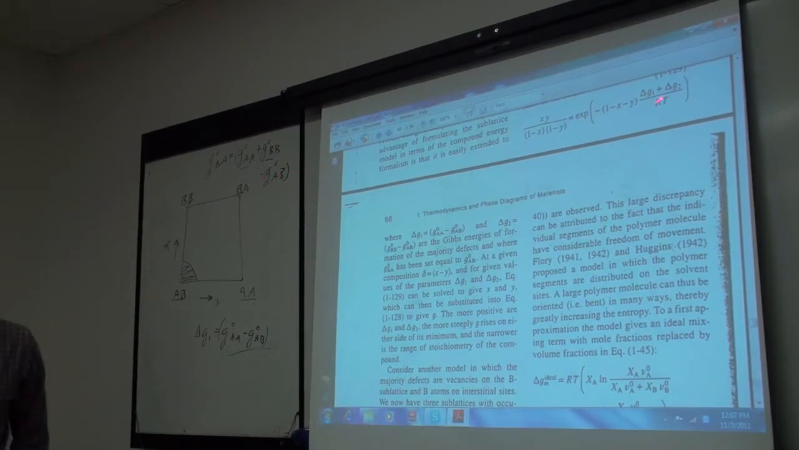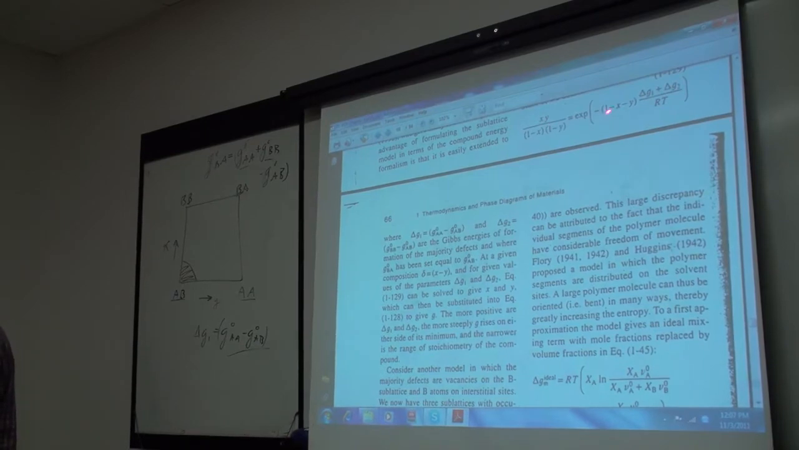When you do that, by the way, then this equation here actually becomes simpler. This funny looking term 1 minus x minus y drops out, and this is even simpler. It's just xy over 1 minus x 1 minus y, which is really the equilibrium constant for forming the defects, equals exponent of minus delta G1 plus delta G2 over RT. That's 1 minus x minus y drops there.